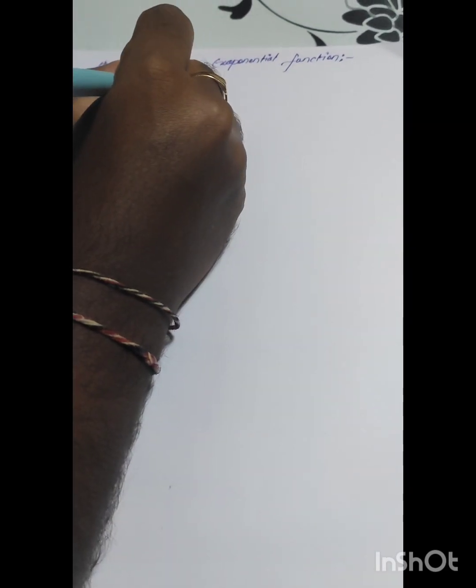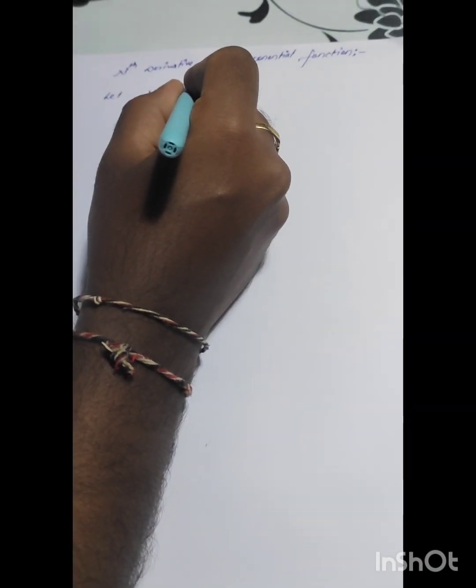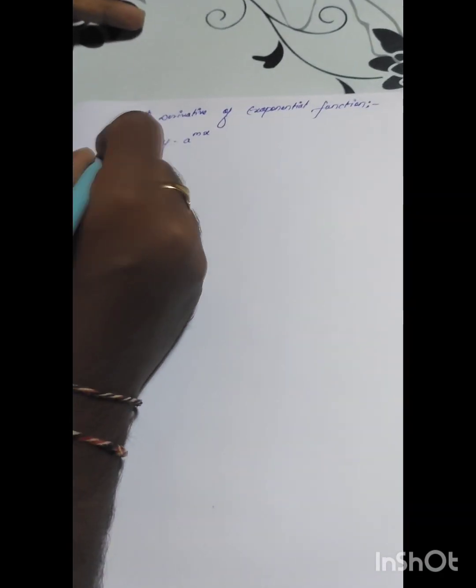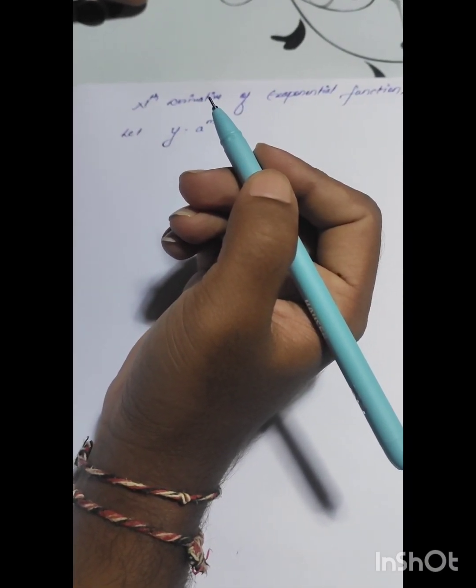So let's take an exponential function here. Let y equal a raised to mx. Here a is a constant and m is also a constant. x is a variable. Let's start differentiating the given function y with respect to x.